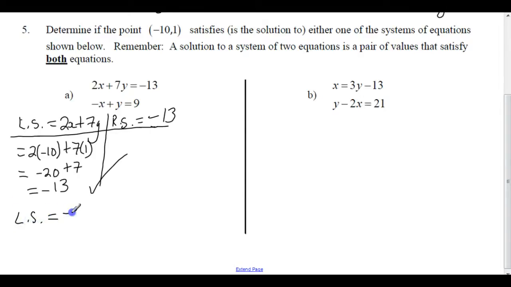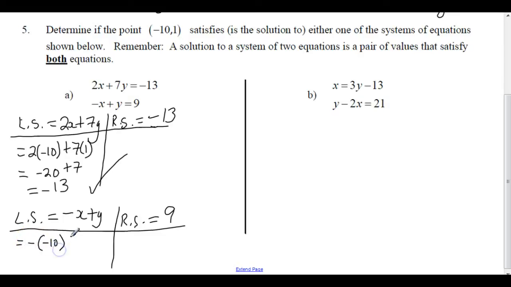So the left side is equal to negative x plus y, and the right side is equal to 9. Substituting, we get negative 10 plus 1, which is 10 plus 1, which is 11. So we say no, it does not satisfy, right? It satisfies this equation. This point is on this line, but it is not on that line, so it's not a solution. And as we look at graphical, we'll see what that means.